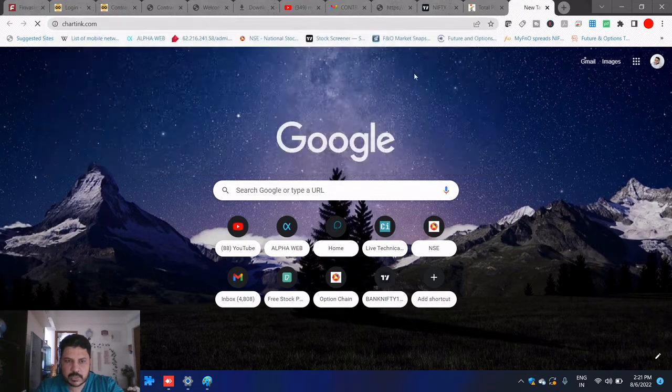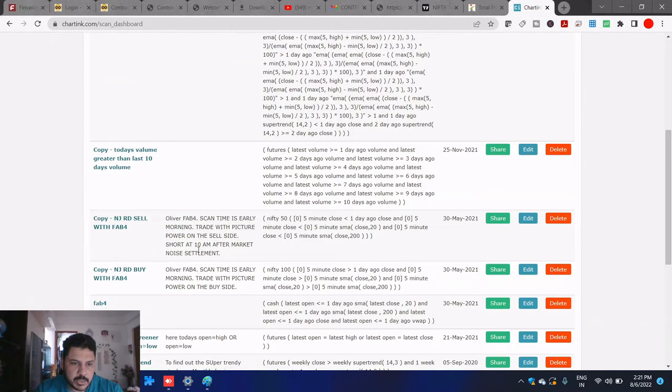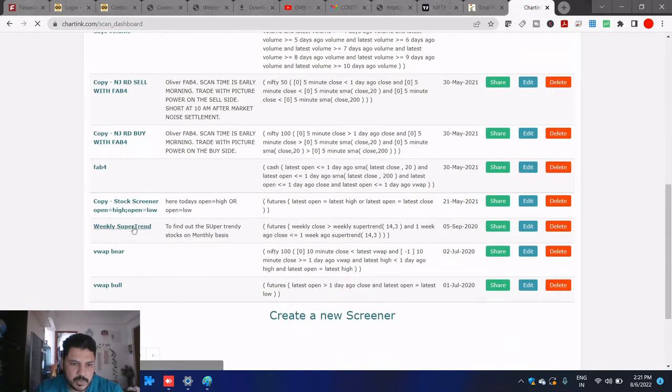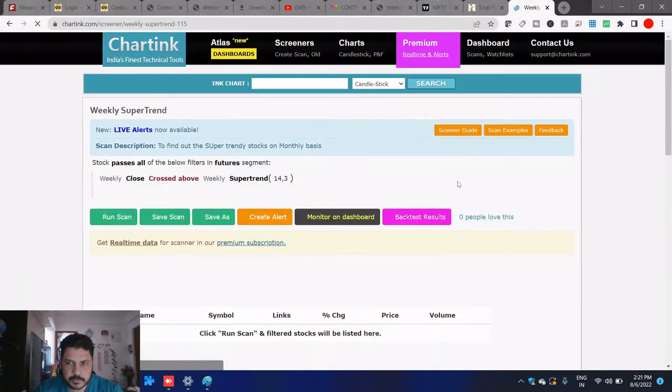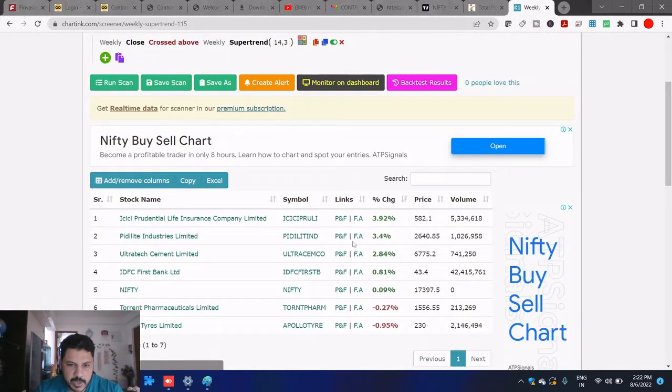So last but not the least, I will give you the stocks which you can buy for investment this week. As the market is bullish, we will look at our weekly super trend strategy. We have good Pidilite Industries, Ultratech Cement, and ICICI Prudential Life. And Nifty is also giving an entry. So these three stocks where you can invest: ICICI Prudential, Pidilite Industries, Ultratech Cement. These you can buy because these are giving a weekly breakout.